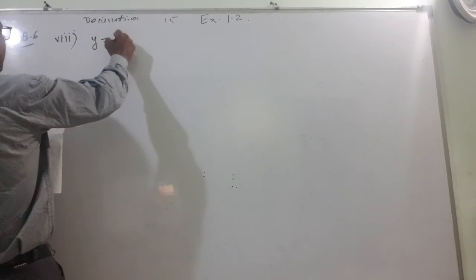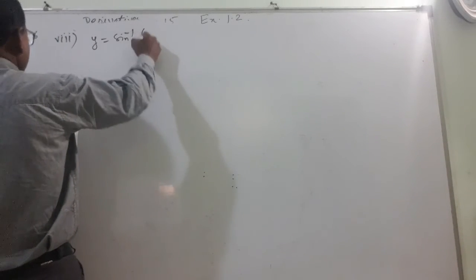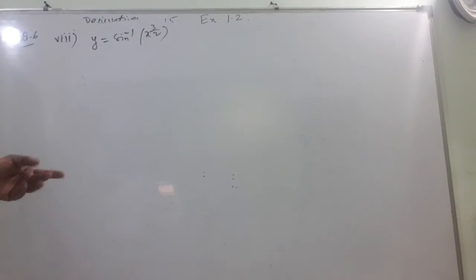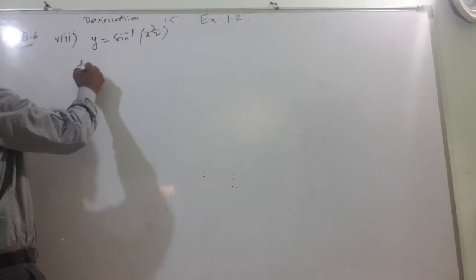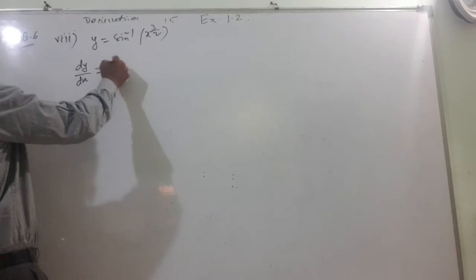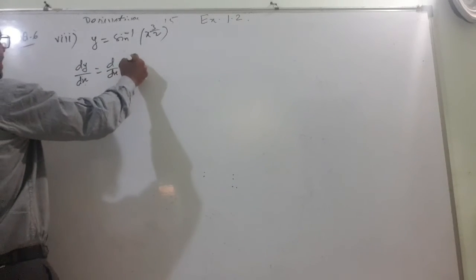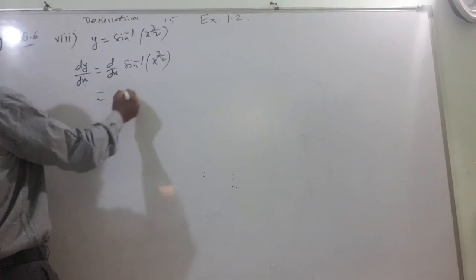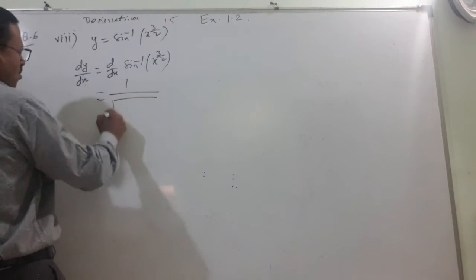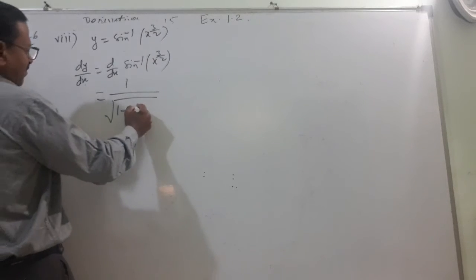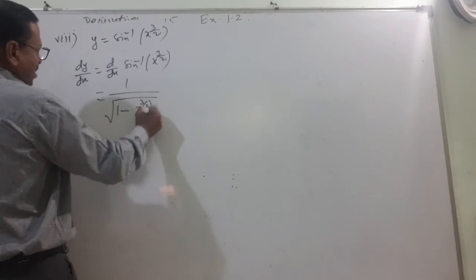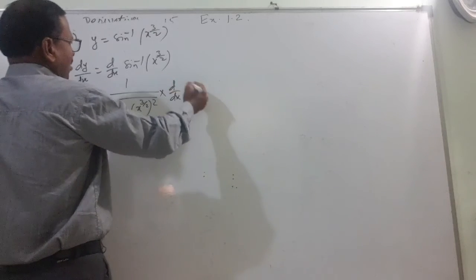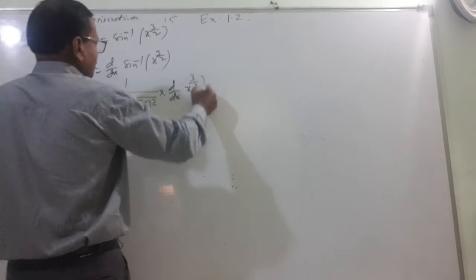Y is equal to sine inverse of x raised to 3 by 2. Directly take the derivative of this. Dy by dx is equal to d by dx of sine inverse of x raised to 3 by 2. That is equal to 1 upon under root of 1 minus x square. At the place of x is x raised to 3 by 2, its square into d by dx of x raised to 3 by 2.